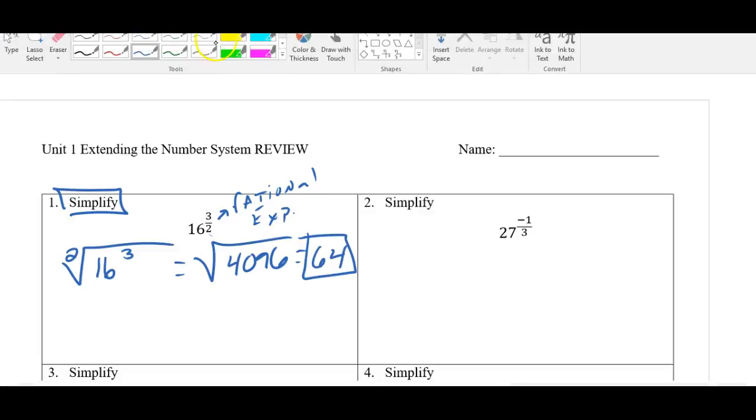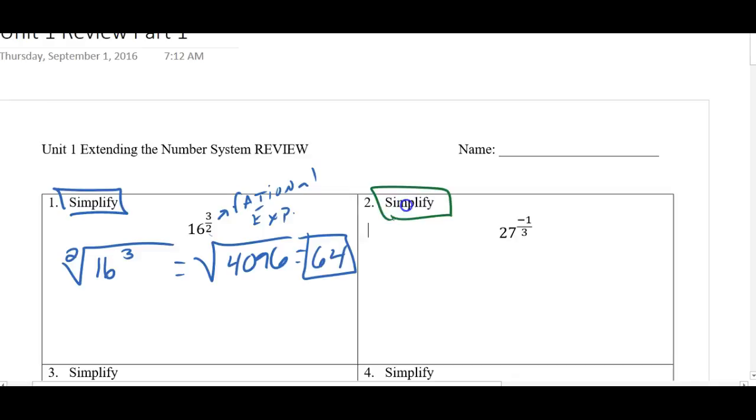Now, number 2 is going to follow the same premise. I have to simplify. And again, I have a rational exponent. So when I am presented with a rational exponent, I want to rewrite it as a radical. But what's different about number 2 is that in the rational exponent, I have -1. Now that changes it, because instead of just going right into the radical like we did in number 1, the negative exponent forces me to rewrite it in the denominator.